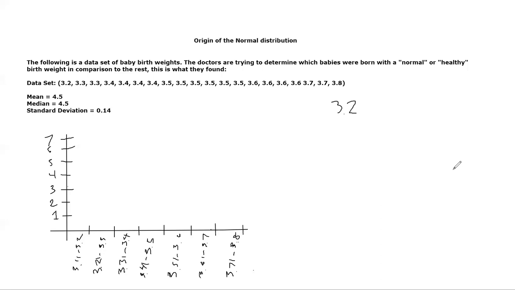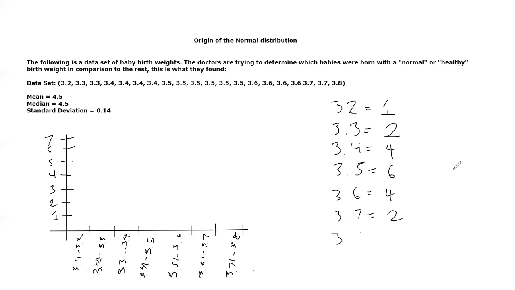The babies that were born with 3.2 kilograms, right? There was only one baby born that way. 3.3, there should be 2 babies born that way. 3.4, 4 babies. 3.5, 6 babies. 3.6, 4 again. 3.7, 2. And 3.8, there was only 1.